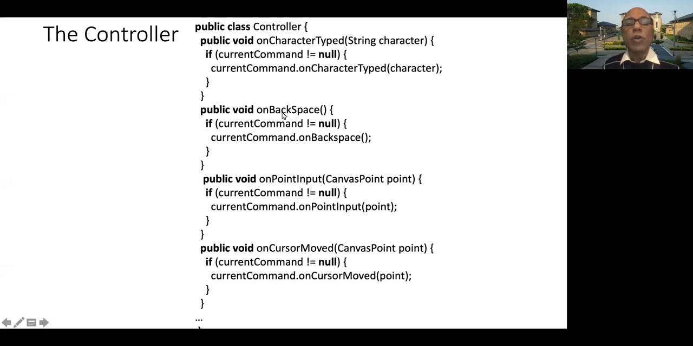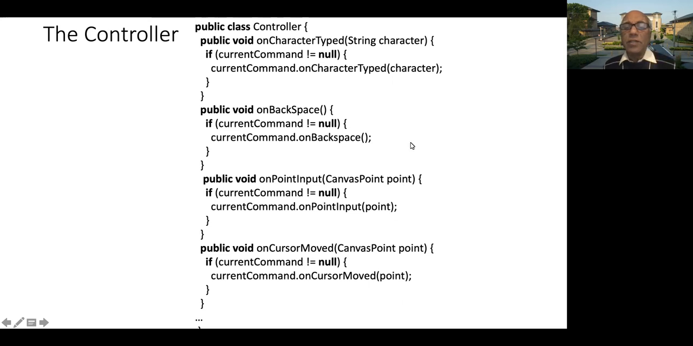Similarly here, what should be done when the backspace key is pressed? The graphical user interface knows when the backspace key is pressed, it senses that using the technology related API and calls the on backspace method. And if a command is in progress, the command is told that backspace key has been pressed. Again, the label command could do something on a backspace, but for a line command or a polygon command, this doesn't make much sense.